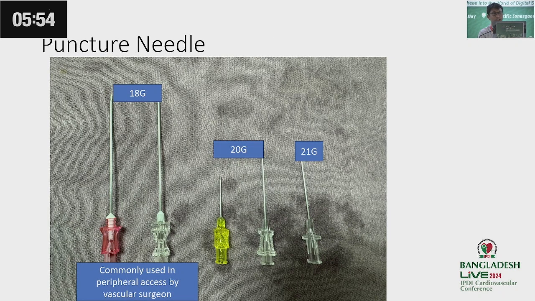These are the puncture needles. 18 gauge is commonly used for the femoral arteries or large vessels. In case of micropuncture, we always use 20G or 21G. Puncture access sites, single wall or double wall.